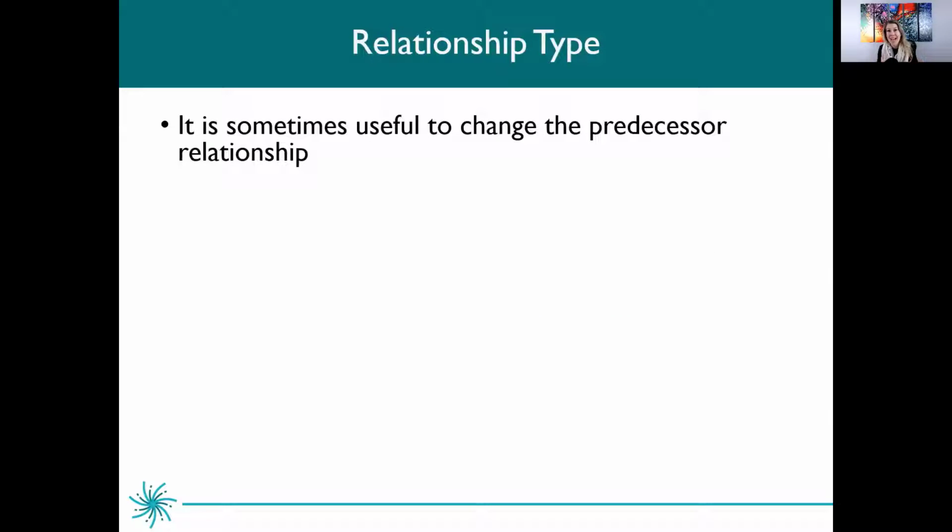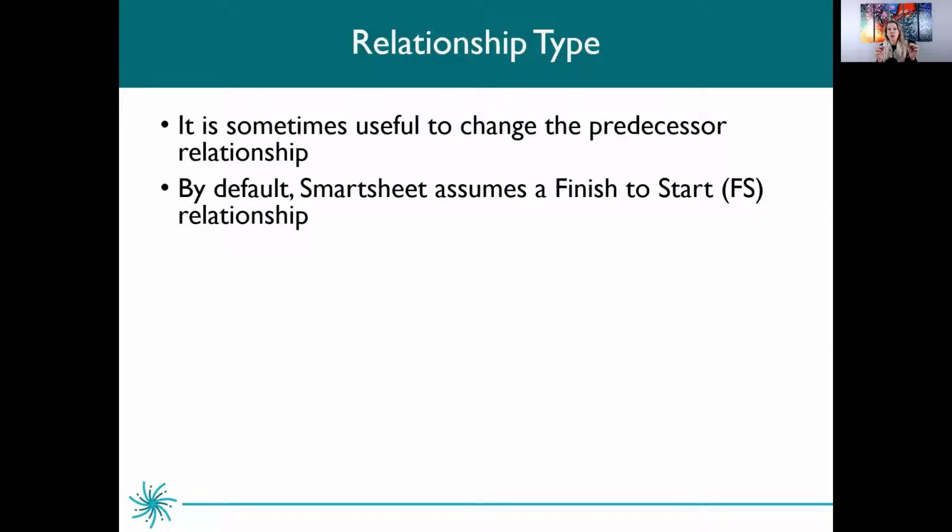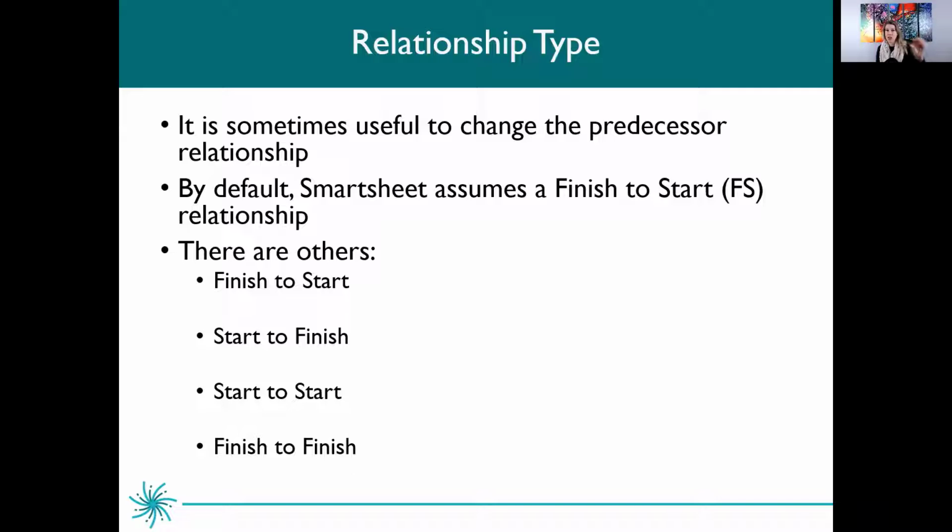There may also be times where you need to change the relationship type documented in that predecessor column. It is going to default to a finish to start relationship, which means when one task finishes, the next one can begin. There are several other types, however. There is finish to start. Again, that's the default. If you just enter the row number in the predecessor column, this is what it is assuming you want to happen, so it is going to set it up as a finish to start relationship. When the previous task finishes, this one will start.